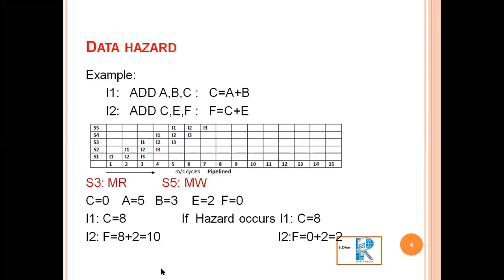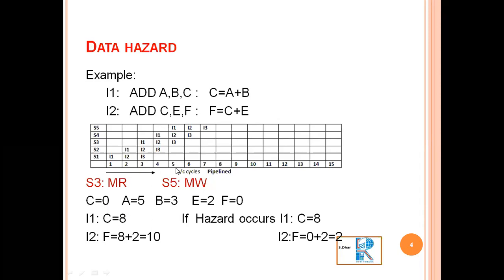But the problem is that a hazard will occur, because the data C will be written in the final stage, that means the S5 stage, in the fifth cycle. But S3 will read the data, because S3 is the memory read. I2 will read the data in the fourth cycle. So which data will I2 get? I2 will not get the value of C as 8. It will get the value of C as 0 because C is not updated. C will only be updated at the last stage, the S5 stage, which is in the fifth cycle.